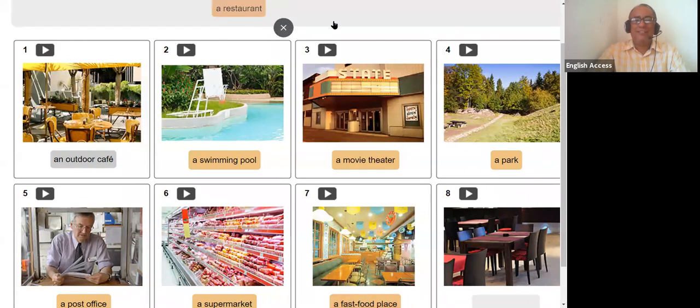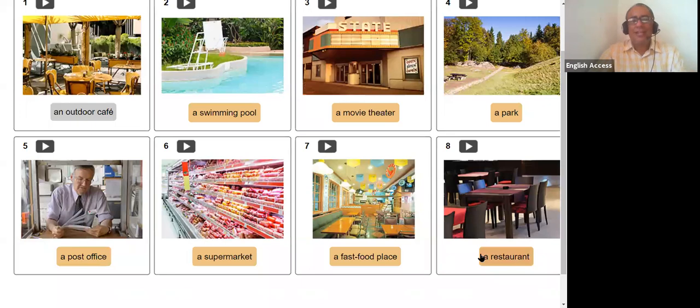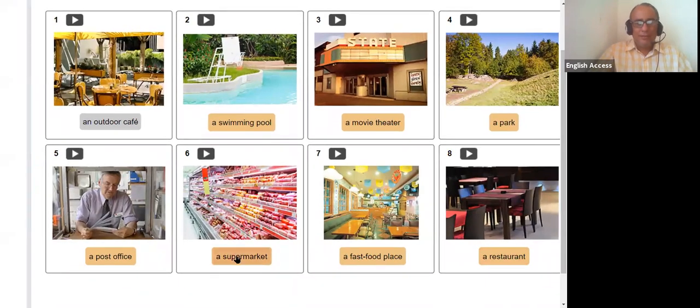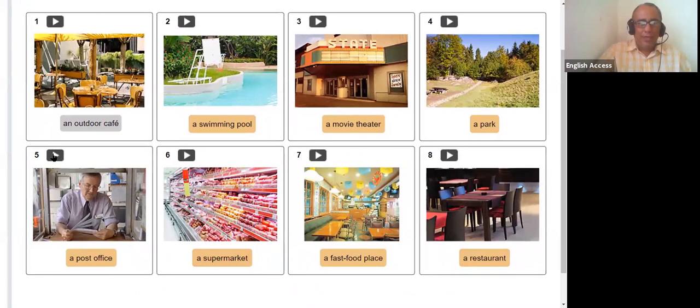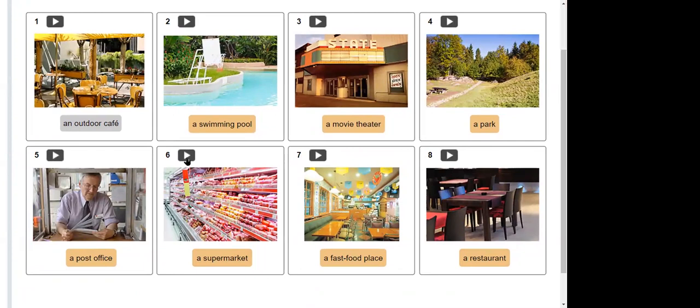Yes, very good. A fast food place is more informal. In this case, number 8, a restaurant is a little bit formal. Please, everybody, listen and repeat from 5 to 8. A post office. A supermarket. A fast food place. A restaurant.